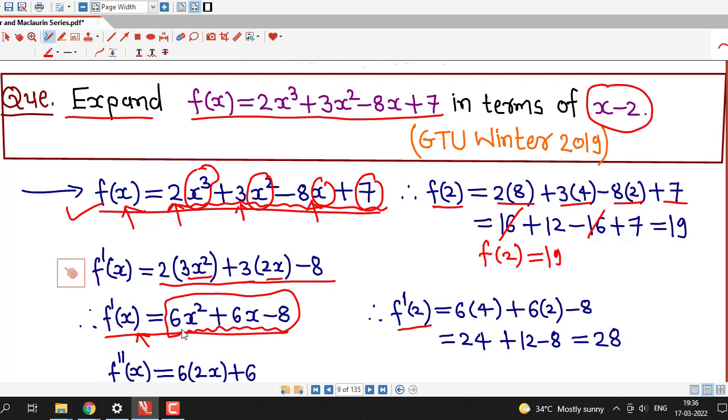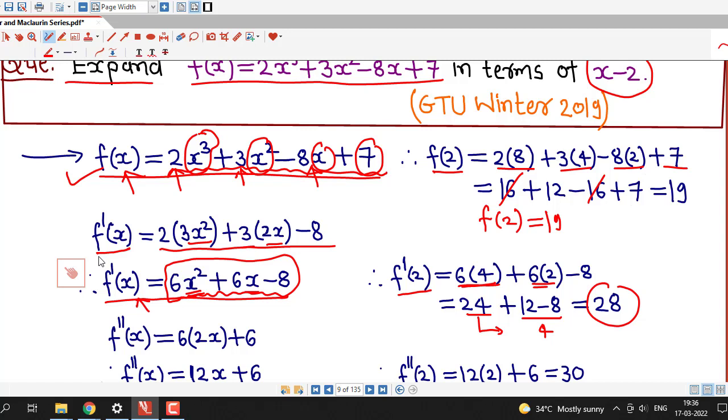So here we will have 6 into square of 2, that is 4, plus 6 into x, that is 6 into 2, minus 8. This is 24, plus 6 into 2, 12, and minus 8. This is 4 and plus 24. So we have f dash 2 equal to 28.